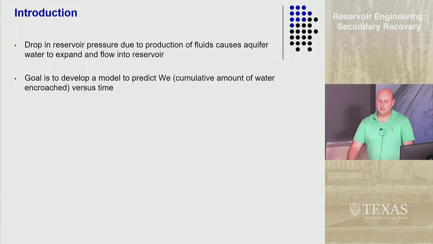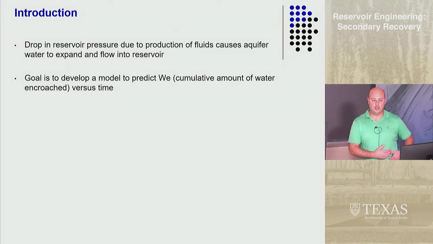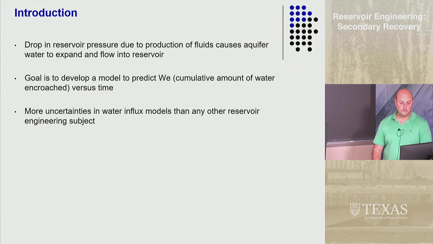Our goal is to develop a model, some sort of mathematical model, that predicts the cumulative amount of water that gets encroached from the aquifer into the reservoir. And we're going to call that WE. Okay? You should recognize this from Reservoir 1, from the material balance equation. WE was one of the terms in there. At least when I teach the class, I don't do a whole lot with WE, mostly because we don't talk about aquifer models, but here we will. And it is in the material balance equation.